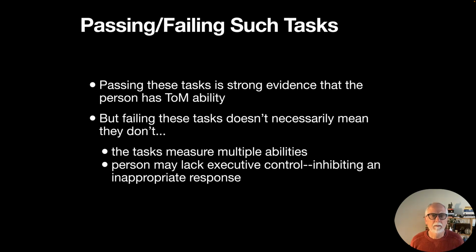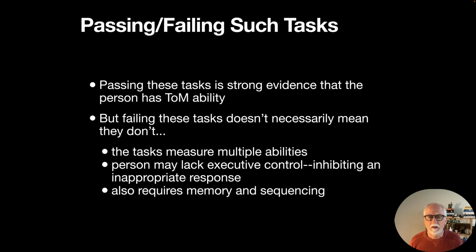So a person also may just lack executive control. They might have problems inhibiting an inappropriate response. And also keep in mind that these stories require memory and sequencing. And so again, if you're talking about a patient who maybe had some neurological damage, perhaps something's going on with their memory retrieval and just how they keep track of stories and narratives. And so it isn't necessarily that the reason why they're failing is because they have poor perspective taking or poor theory of mind. It could also be that they have these other problems.